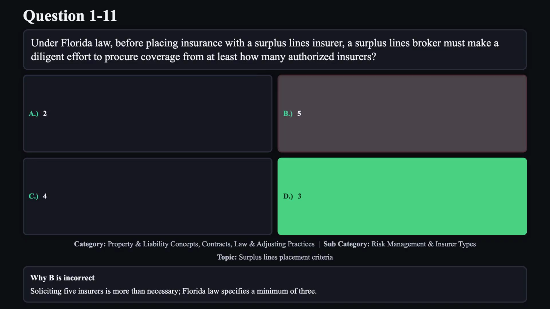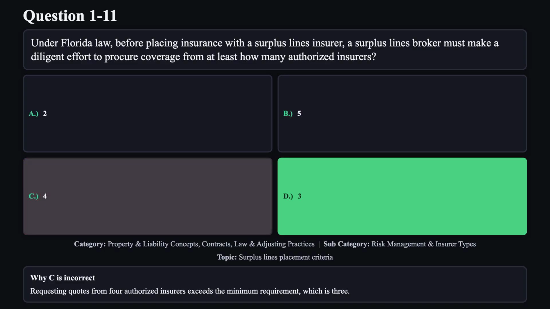Reason B is not correct. Soliciting 5 insurers is more than necessary. Florida law specifies a minimum of 3. Reason C is not correct. Requesting quotes from 4 authorized insurers exceeds the minimum requirement, which is 3.